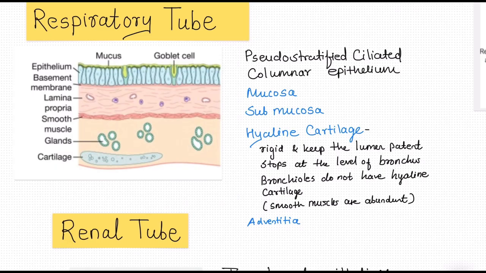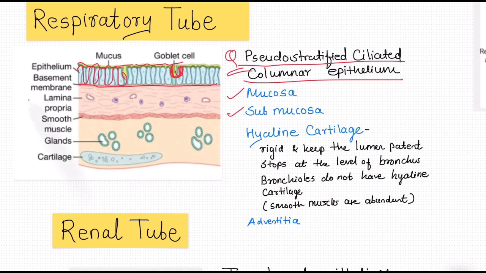Let's see the respiratory tube. Again it also consists of mucosa, then submucosa, and here the special feature is that it consists of pseudostratified ciliated columnar epithelium. Okay, so this is pseudostratified ciliated columnar epithelium. The cilia are very tiny microstructures, so we can't see them here. Then there are goblet cells, and then the mucin layer. This is the basement membrane of the pseudostratified epithelium.